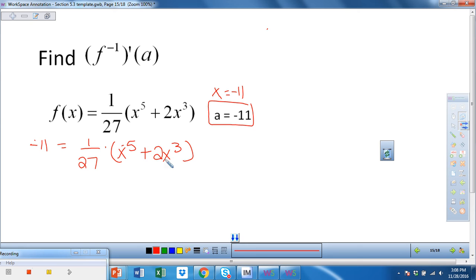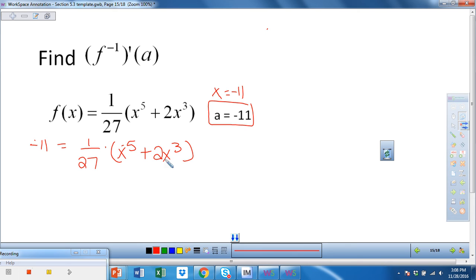I don't know this answer, so I'm going to have to use the calculator. 1 divided by 27, parenthesis, x raised to the 5th power plus 2x raised to the 3rd power, and I want that to equal -11. I got to change my window. And I'm going to graph that.